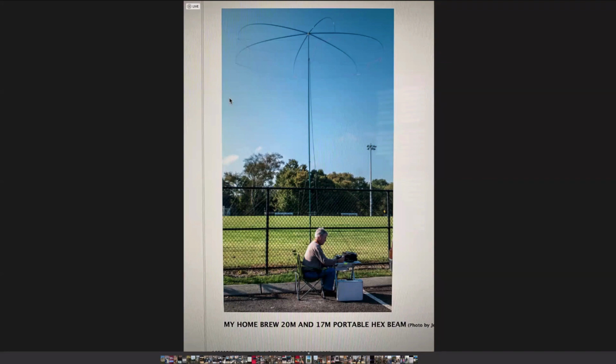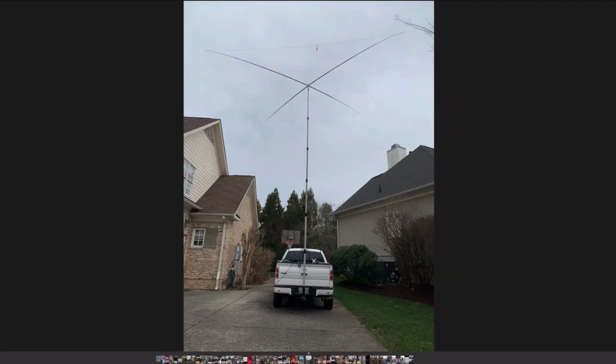I think I'm running the KX3. This is my mobile antenna. Not really.